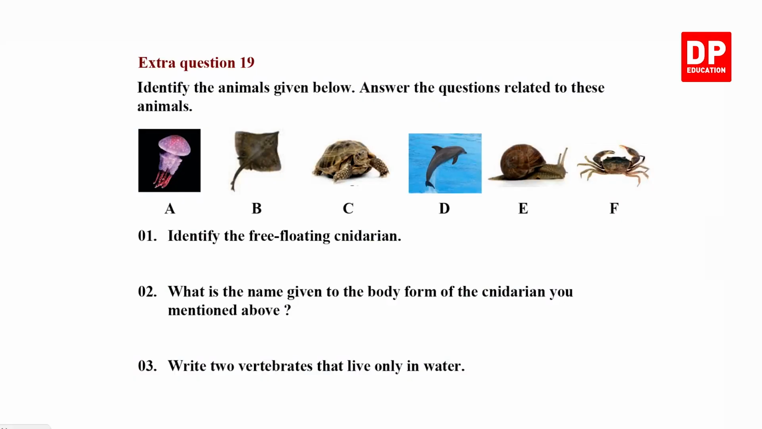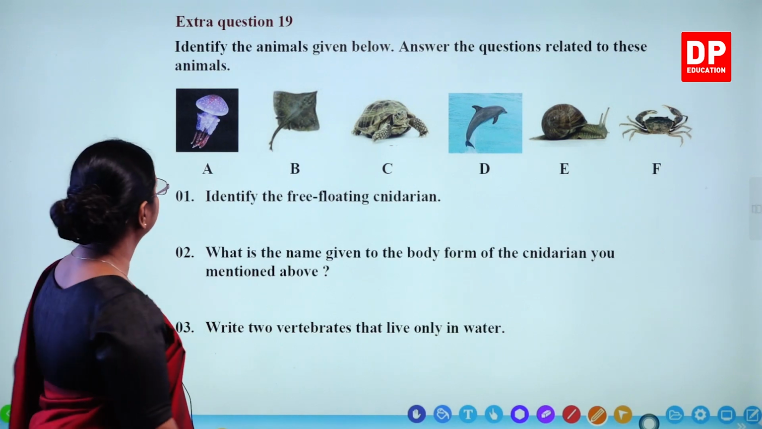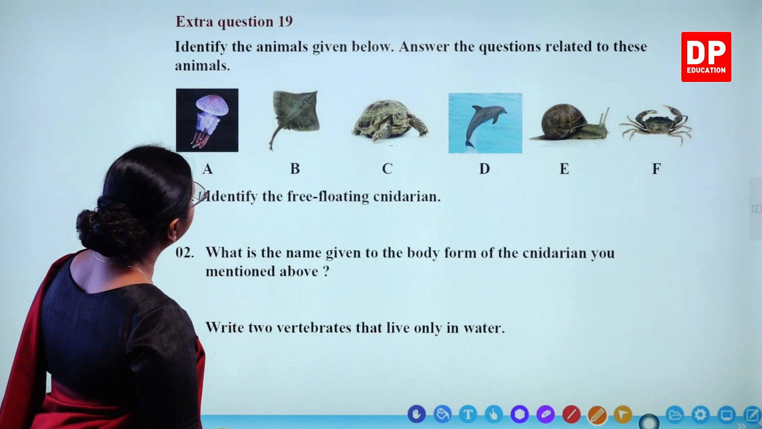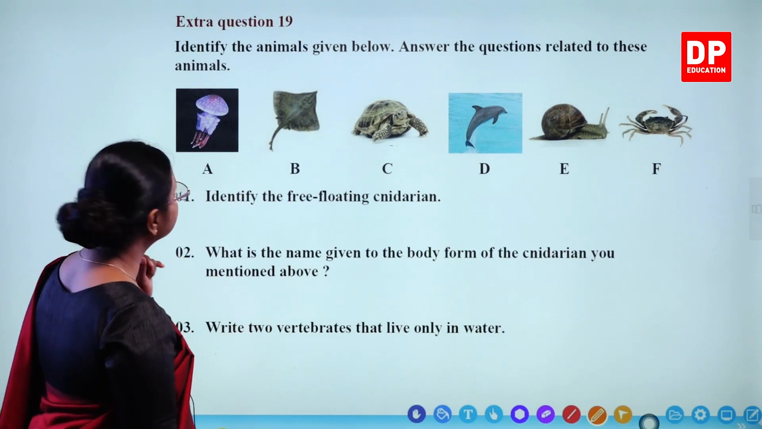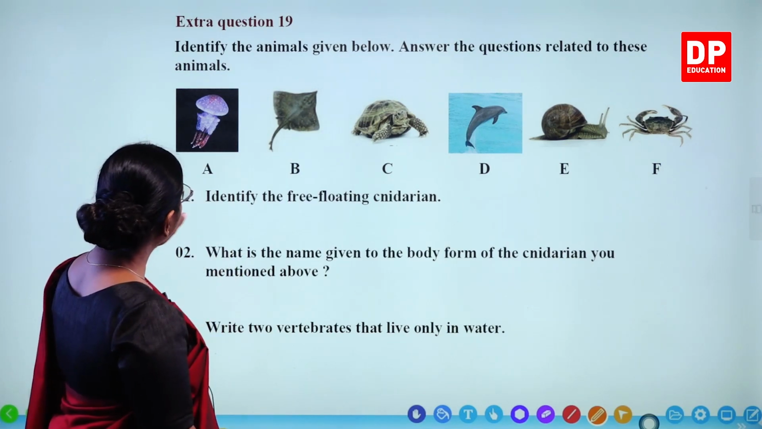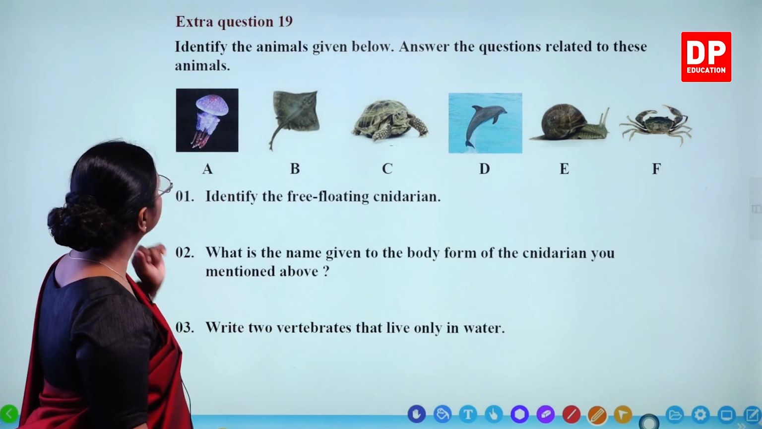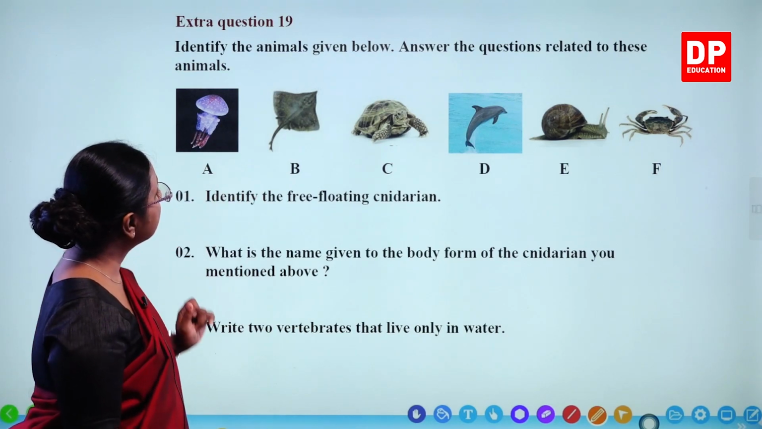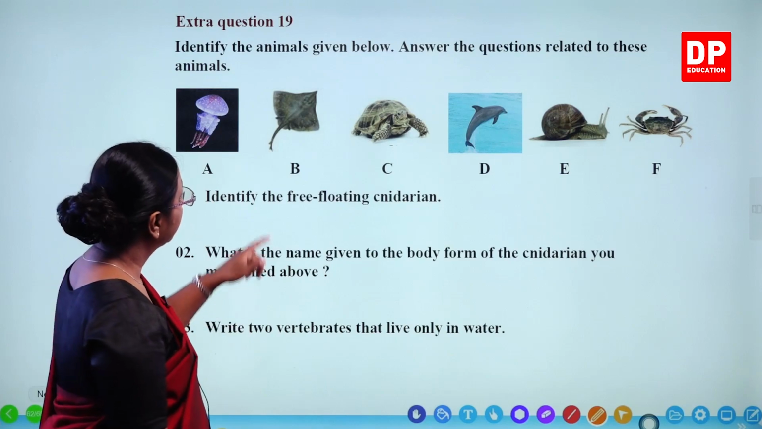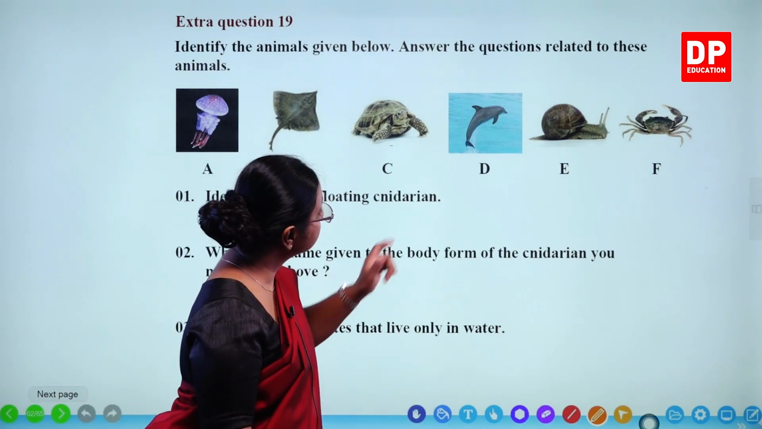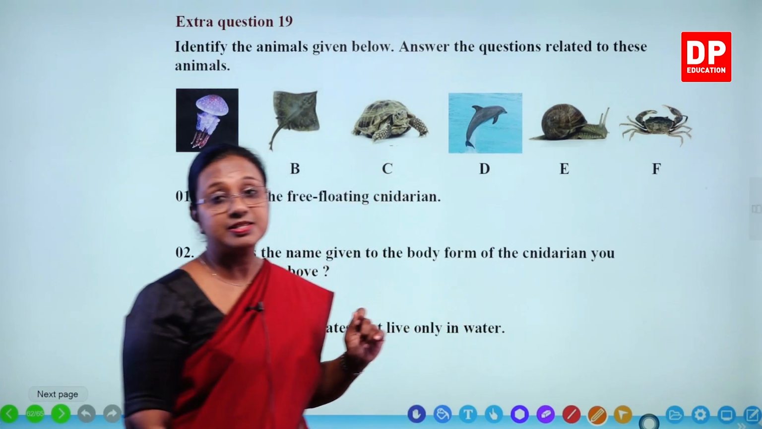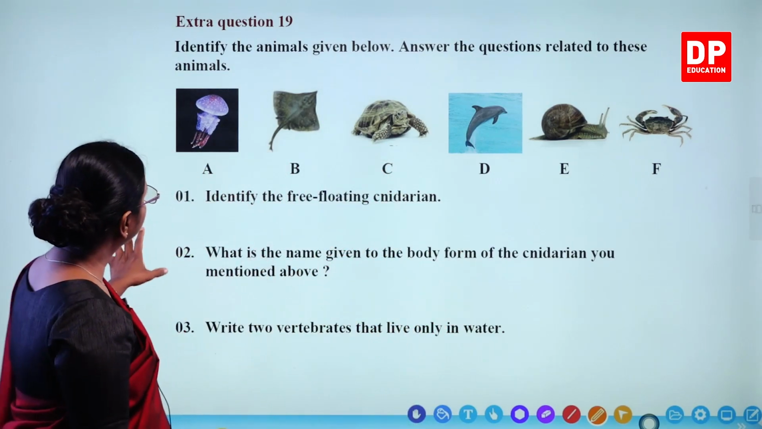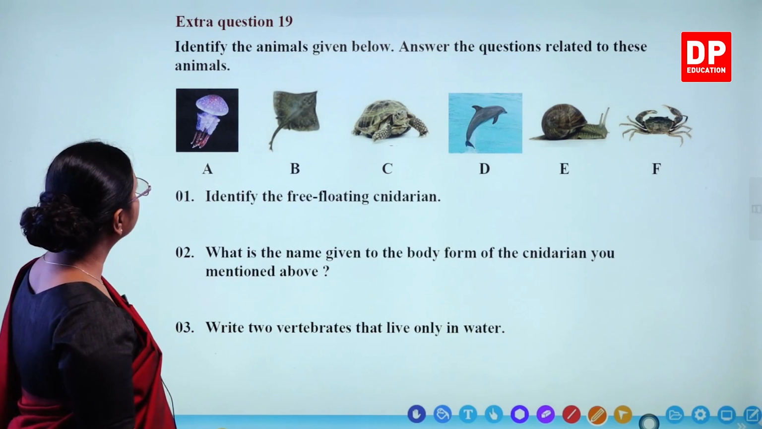Extra question 19. Here of course there are pictures given to you. Identify the animals given below. Answer the questions related to these animals. So what are the animals? A is a jellyfish. B is a ray. C is a tortoise. D is a dolphin. E is a snail and F is a crab. So we have identified the organisms.